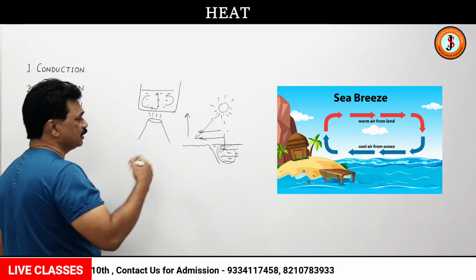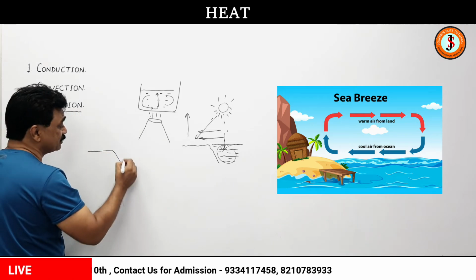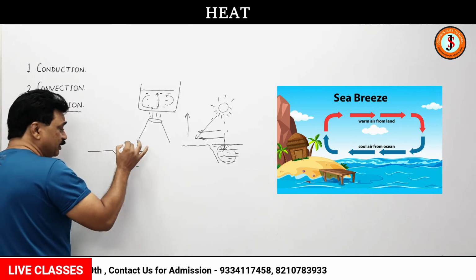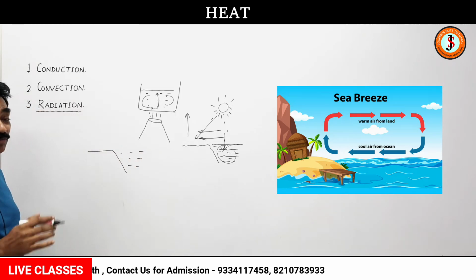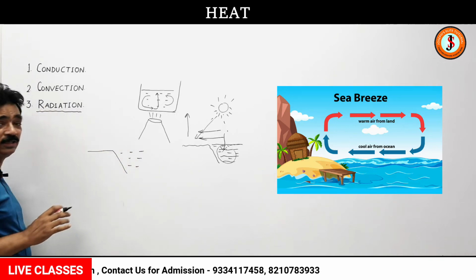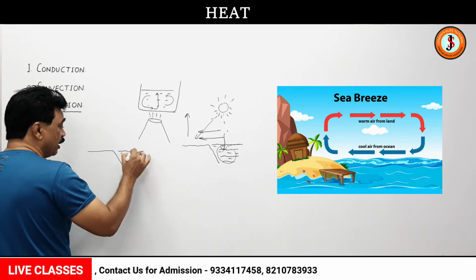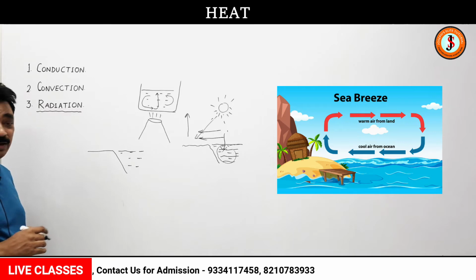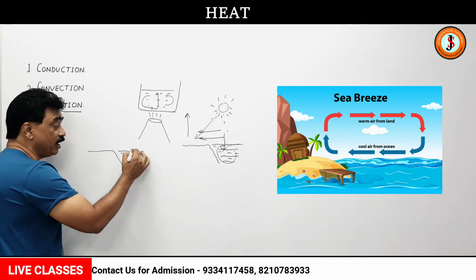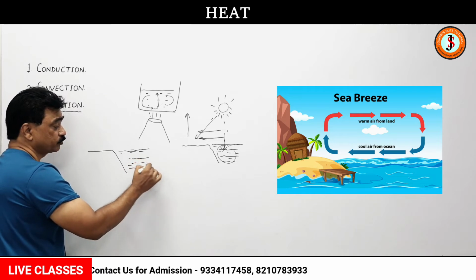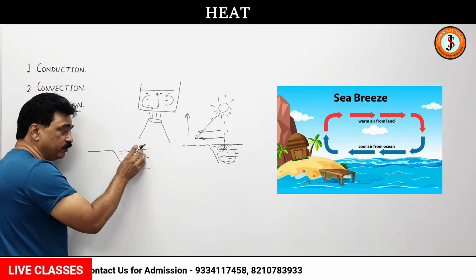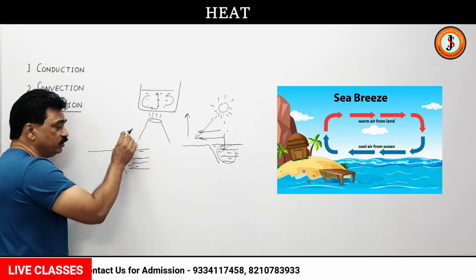At night it is just the opposite. What is happening? As I said, now the whole day these two have been heated. Now at the end of the day, water has been heated sufficiently warm, and land also has been heated. Now what happens? Since land is a poor conductor of heat, it will cool down faster at night. It will cool down faster at night, whereas the ocean water, since it is now warm, at the end of the day will cool very, very slowly.